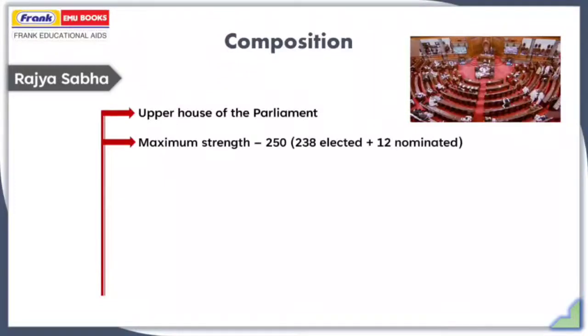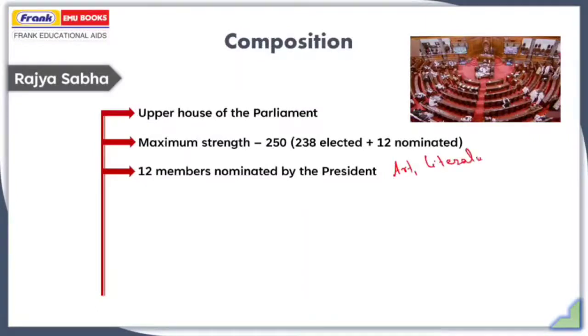It has a maximum strength of 250 members, in which 238 members are elected and 12 members are nominated by the President of India from four fields, that is, art, literature, science, and social service. So, from these fields, 12 members are nominated by the President of India.